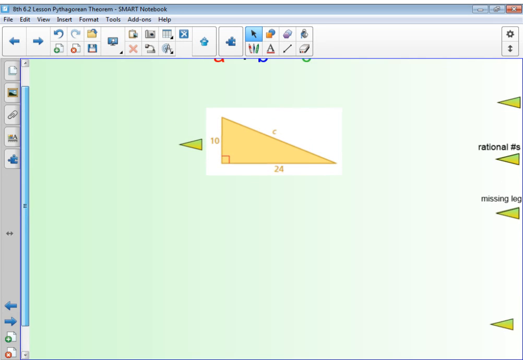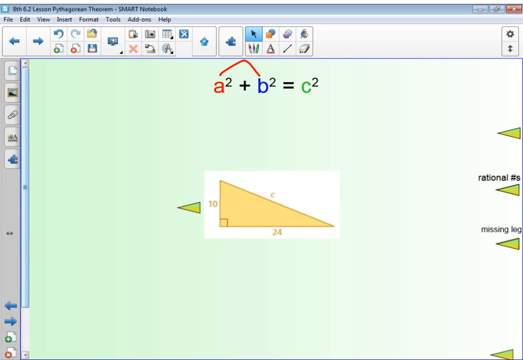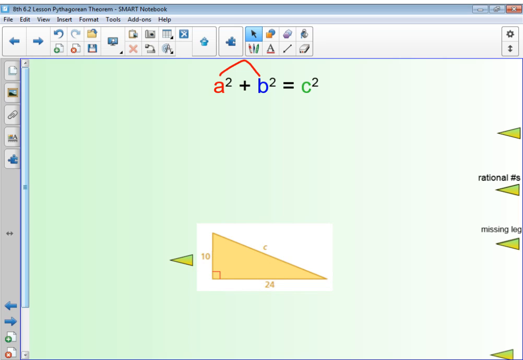Okay, so here's our next one. Our formula is up above. So it doesn't matter, these are our A and B. It doesn't matter which one you choose to put where. Okay, I'll do this one as A and this one as B. If you reverse them, that's okay.